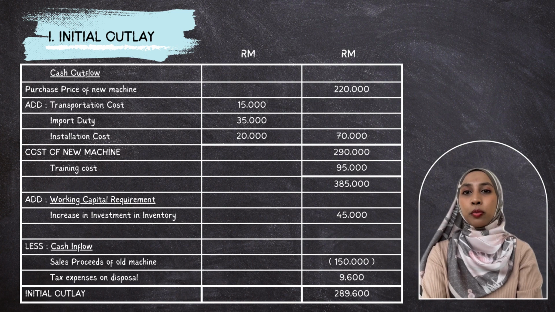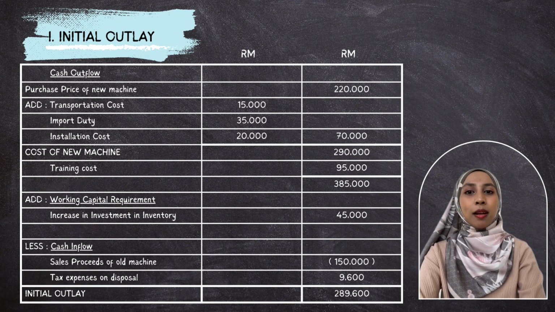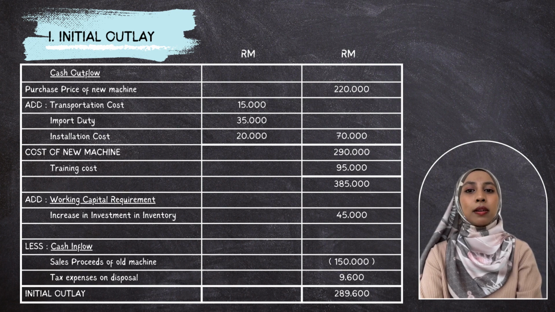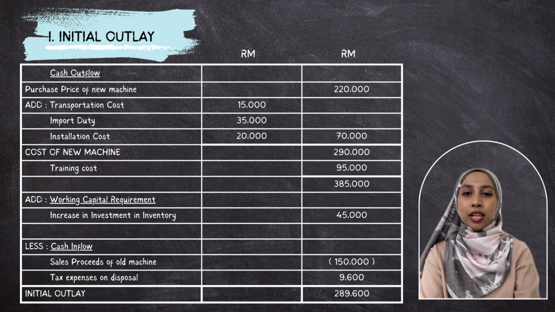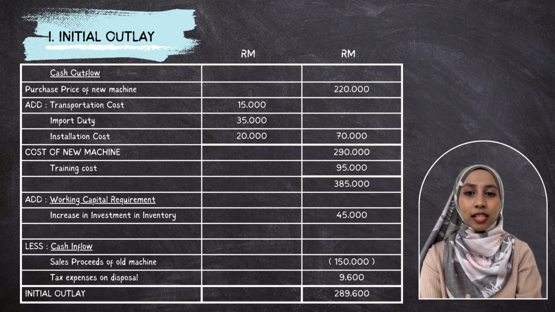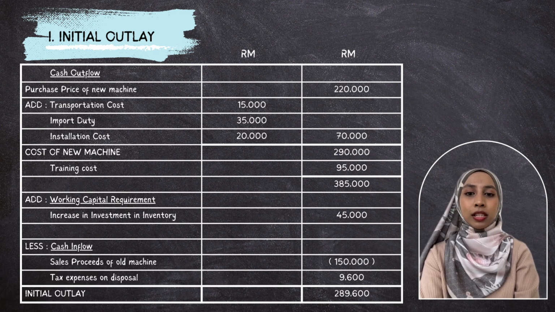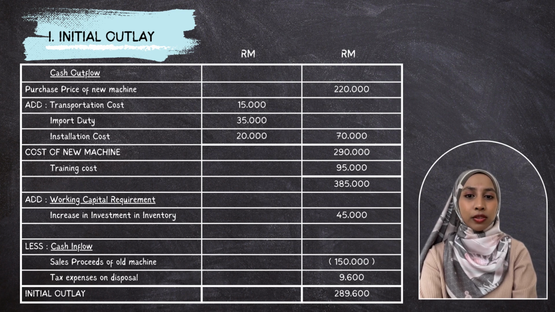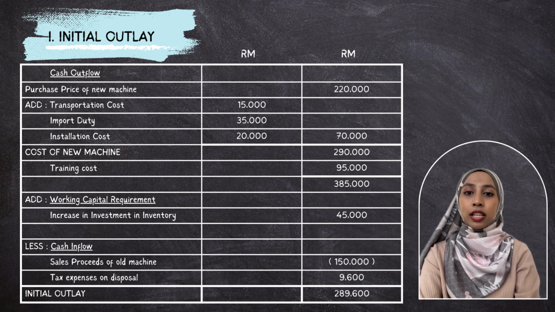We also include working capital requirements. Before we continue, let me explain a bit about working capital requirement. It refers to the amount of money a business needs to cover its day-to-day operational expenses. In this case, the working capital requirement mentioned is an increase in inventory investment of Rm45,000, which is included in the initial outlay calculation.